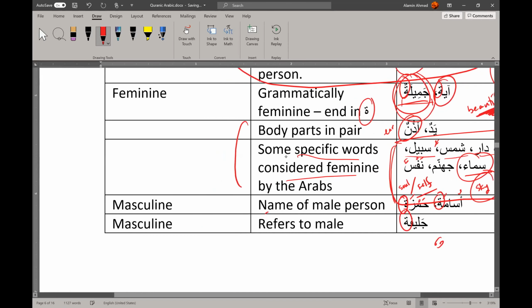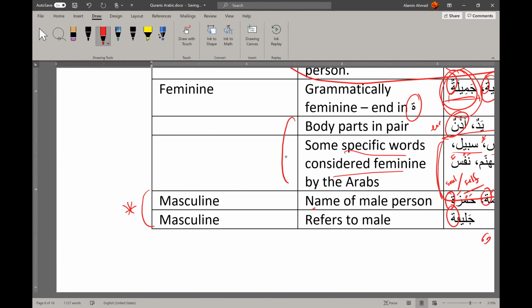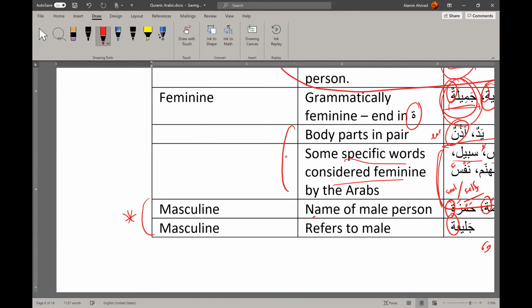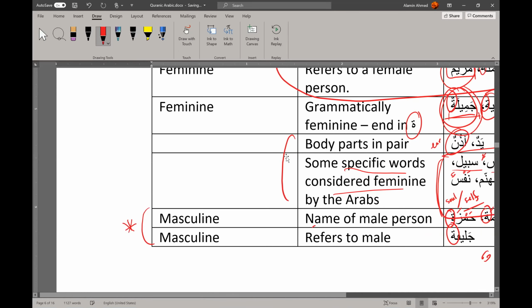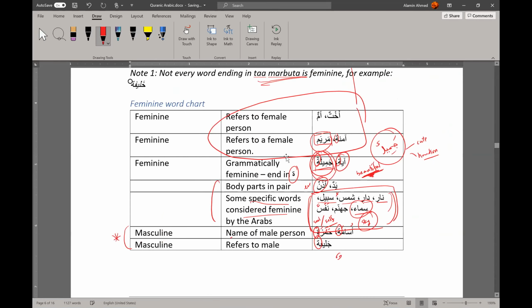Also keep in mind that not all ta marbuta are feminine. If you just understand this one, that the ta marbuta is feminine but not all of them, then inshallah you will be fine, because we'll be hitting this concept very often, and inshallah before you know it, this is a piece of cake.